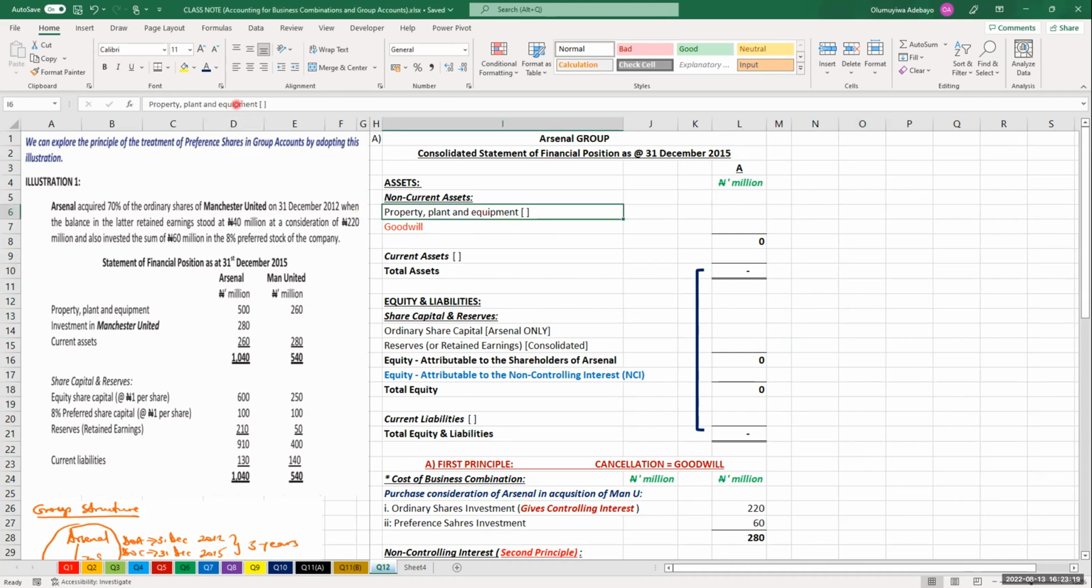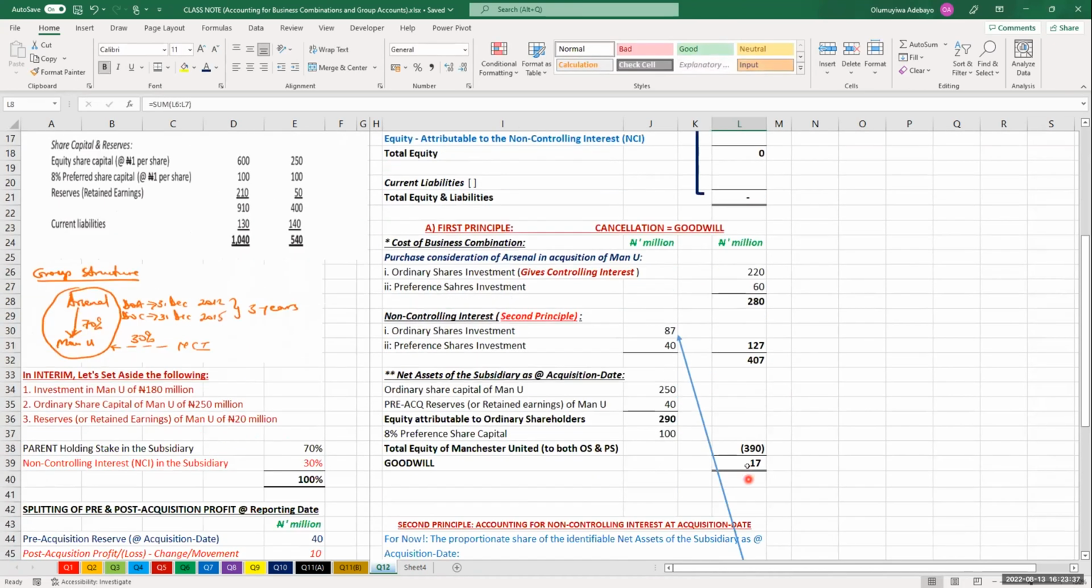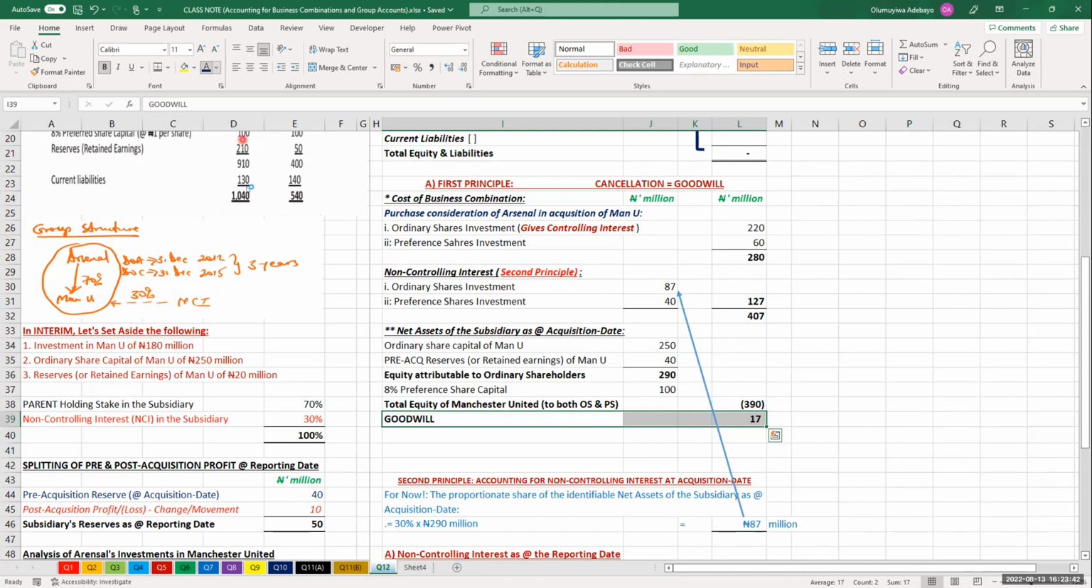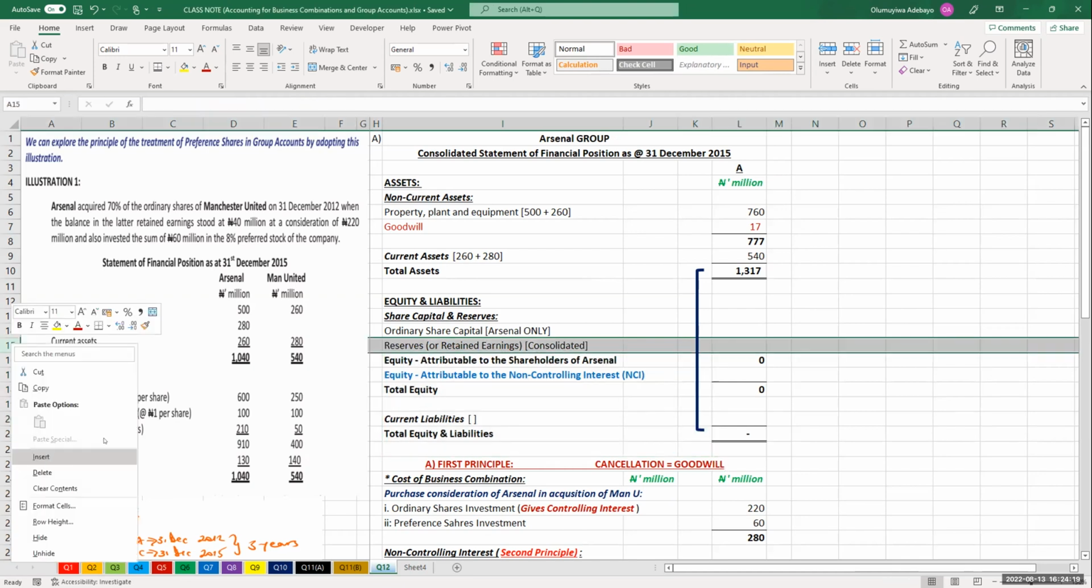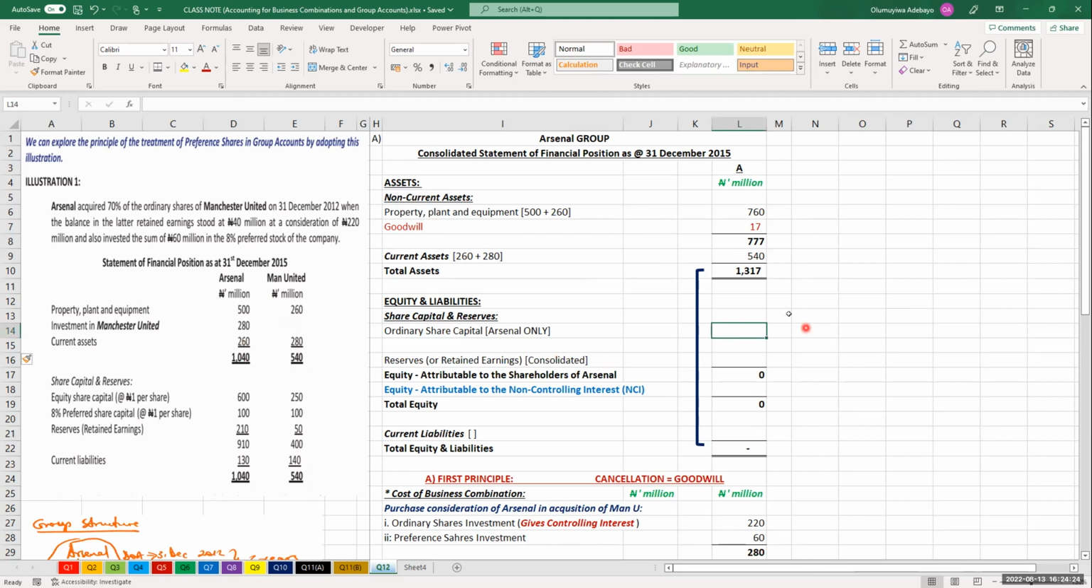Now, the PPE is 500 and 260. That's 500 plus 260. Goodwill is 17. Okay, current asset is 260 and 280. Okay, I have two forms of share capital there. Okay, ordinary share capital, share loan, that's 600, 600.